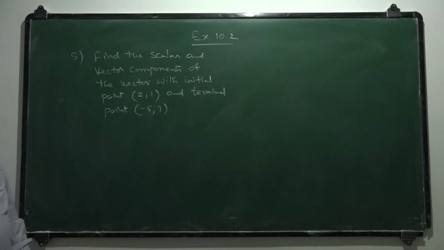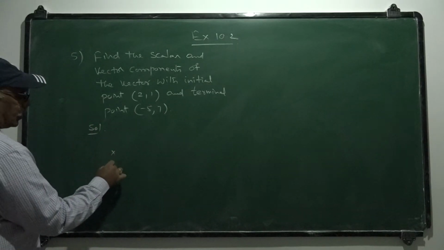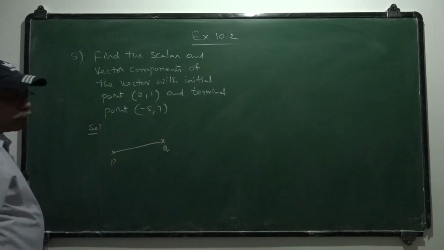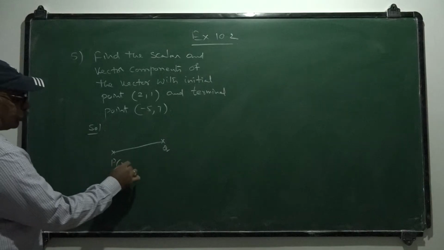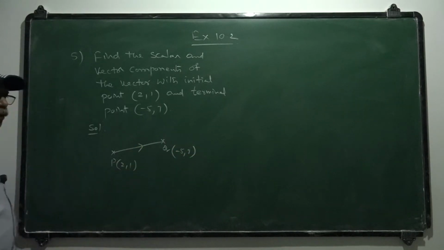Find the scalar and vector components of the vector with initial point 2 comma 1 and terminal point minus 5 comma 7. Let us suppose the initial point of the vector is P and the terminal point is Q. That is, P is 2 comma 1 and Q is minus 5 comma 7. This is our vector PQ bar. Now you have to find the scalar and vector components of this vector.